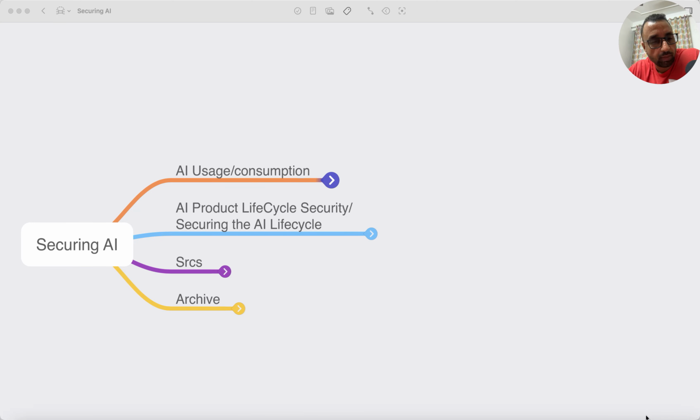Today's topic is all about securing AI, and what we are going to cover today is essentially how the AI infrastructure works and what are the threats in all those components. Now, this is by no means a full exhaustive list of threats that exist. What I'm going to share is what I've learned in the last few months.